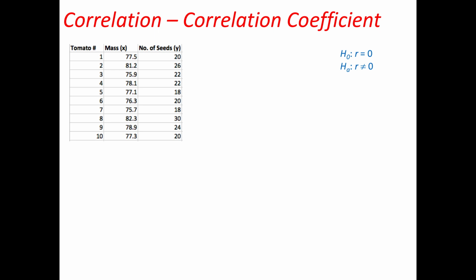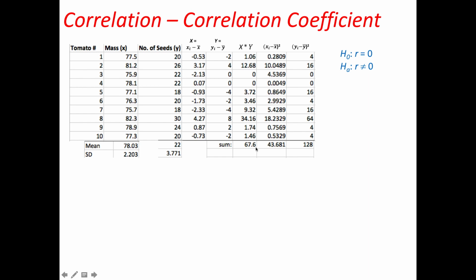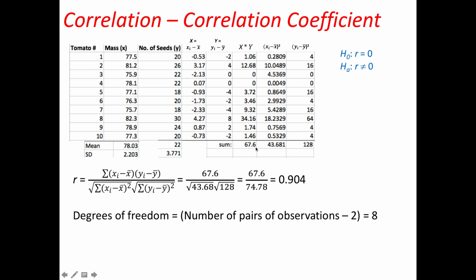The calculated r is shown here, where I have worked out the equation for r. What I did in Excel, because I used Excel for this, is I just worked out each one of these factors, so x sub i minus the mean. So x minus the mean is what this value is here, so 77.5 minus 78.03 gives you a negative 0.53. The same thing for the y variable, so y sub i is this one here, 20 minus the mean, which is 22, so negative 2.